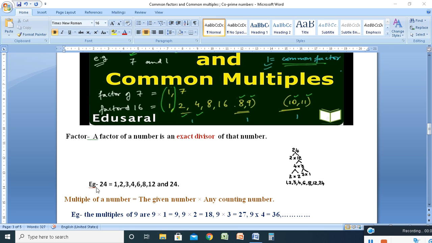Here I give an example, 24. You have to find the factors for 24, that is, you have to find the exact divisors. Here I mentioned the factors for 24: 1, 2, 3, 4, 6, 8, 12, and 24. Whatever numbers you take and divide the given number by, you will get a complete division, that is, the remainder as 0. So a factor is nothing but the exact divisor. You can also do it with the factor tree method.